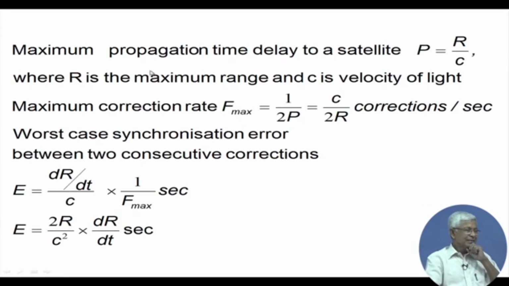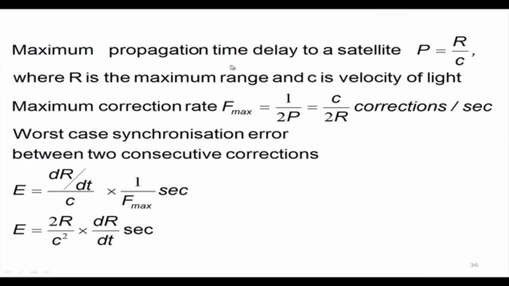Now, let us see the accuracy part of it. Before that, let us try to understand what the error is. The maximum propagation time delay to a satellite is P equal to R by C, where C is the velocity of light and R is the maximum range. So, the maximum correction rate is 1 by 2P, because after one hop you are able to correct. So, it is C by 2R, that is corrections per second. That is the correction rate, so many corrections per second.